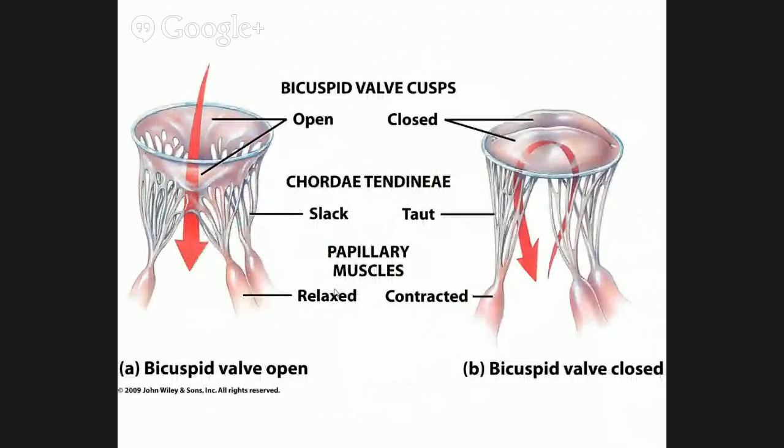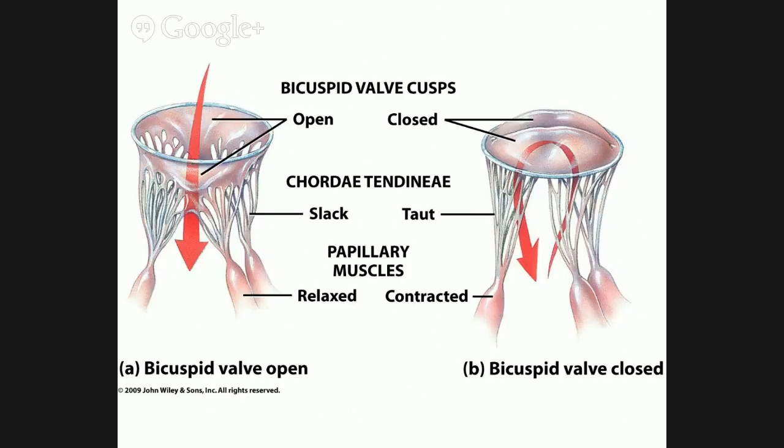The picture is specifically of the bicuspid valve or the mitral valve. We tend to pay the most attention functionally to what's happening on the left side of the heart because that's the one that's pumping blood out to the body. But the right side works on the same principles. The big difference here is that we have 2 cusps in this valve, whereas the tricuspid valve would have 3 cusps.